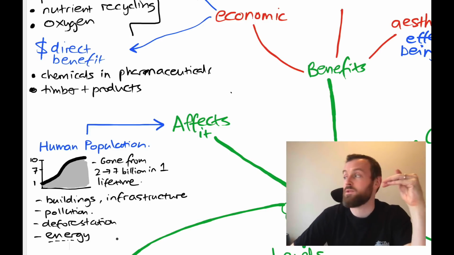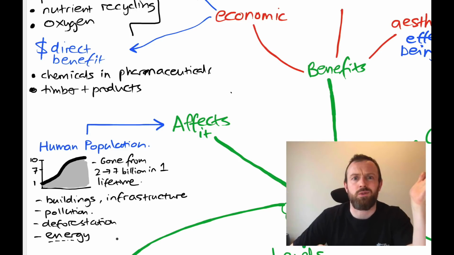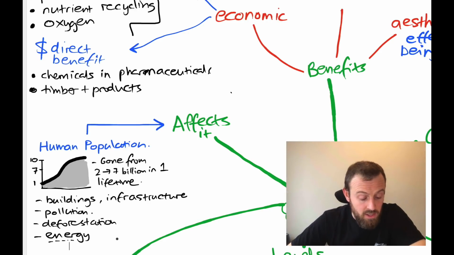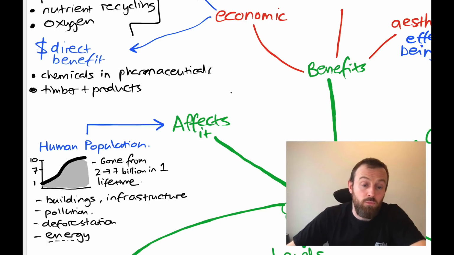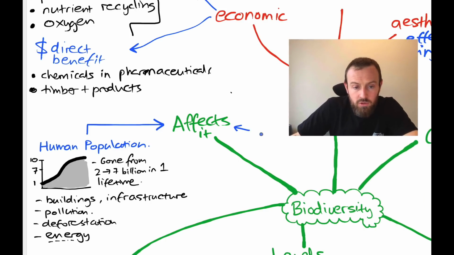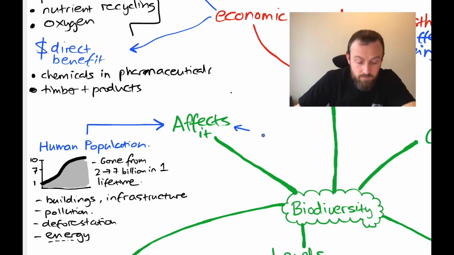Energy demands. The number of gigawatts or megawatts people consume in a year is increasing because we have more stuff, more technology, and we consume more electricity. So energy use is growing as well. So human population drives the loss of biodiversity and is linked to things like agriculture, because with more population, we need more food. So agriculture is another big one.